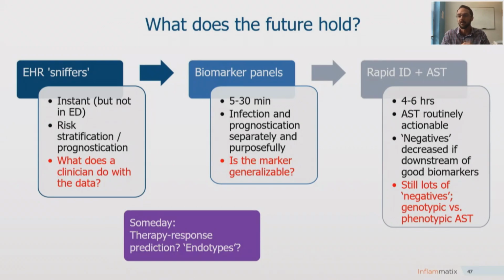And there's always the question of what does a clinician do with the data? What do you do if somebody says shock is impending in 12 or 24 hours? You're not going to pre-press the patient, right? So what is the action that one would identify downstream of this? Certainly biomarker panels are coming, and again, full disclosure, Inflammatix is building one as well. These might function in something like 5 to 30 minutes. They can do the diagnosis of an infection, and they can do prognostication separately.